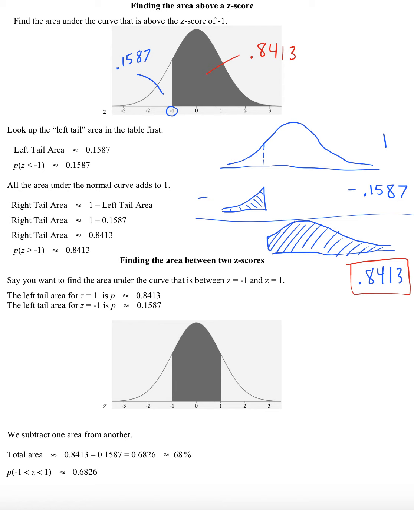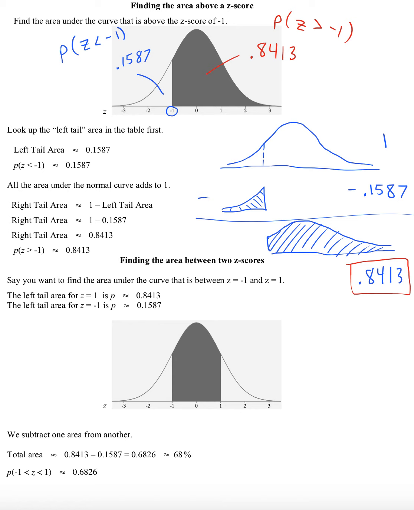Notice one of the notations that we'll use here is this represents the probability that a z-score is less than -1. And on this side, this represents the probability of a z-score being greater than -1. It's a notation we'll use often.